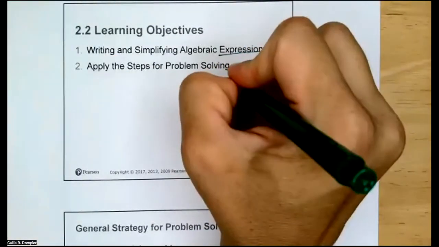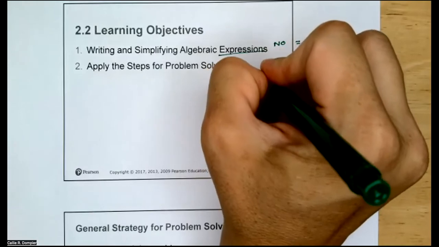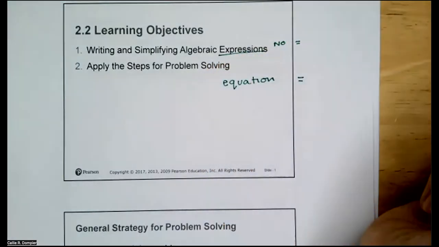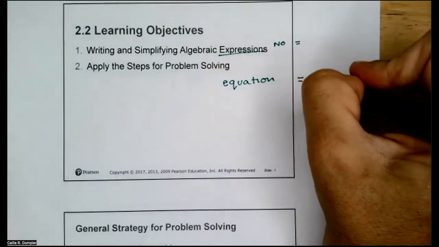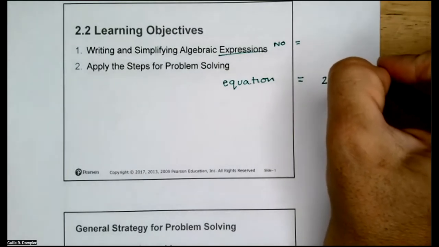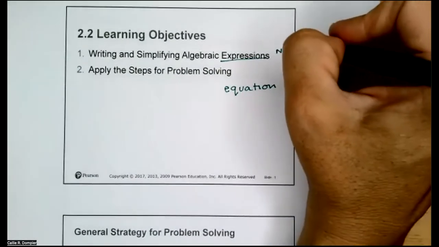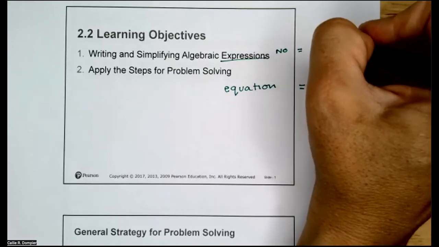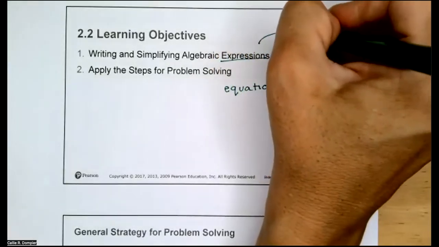But an equation has an equal sign. So 2x plus 5 is 15 would be an equation, and then just the 2x plus 5 would be an expression.